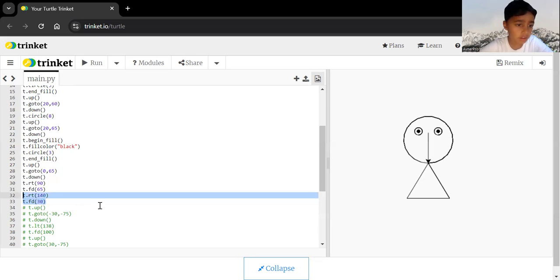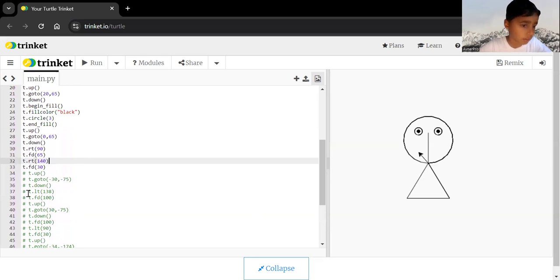For 140, it's here, right? It tilts something like this, then goes 30. So like this, then 30 forward. See, it makes our nose. That's it. We're done with that.